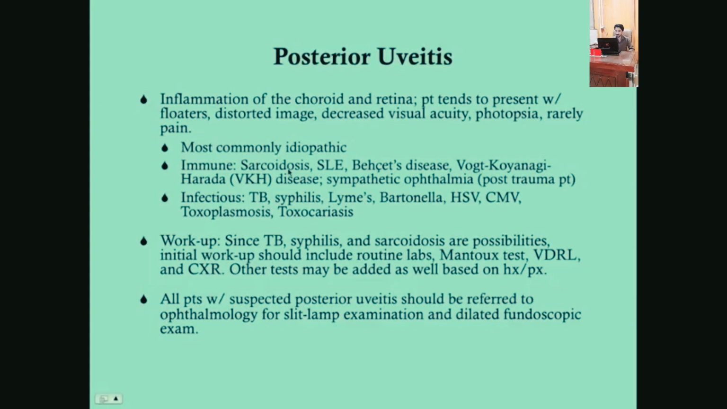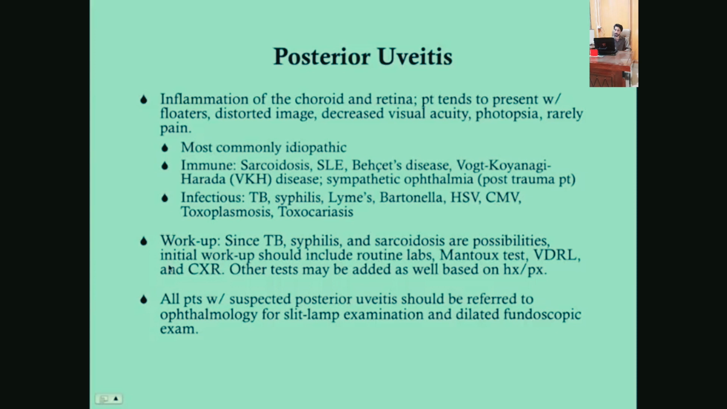Most commonly, this is idiopathic. However, you can have immune causes: sarcoidosis, lupus, Behçet's disease, something called VKH disease, which I'll go over in a little bit more detail on the next slide, and then sympathetic ophthalmia, which again I'll go over in a little bit more detail on the next slide. Infectious causes, basically anything that can cause retinitis. So TB, syphilis, Lyme's disease, Bartonella, HSV, CMV, toxoplasmosis. All of these can cause retinitis. They can all also cause uveitis, posterior uveitis as well.